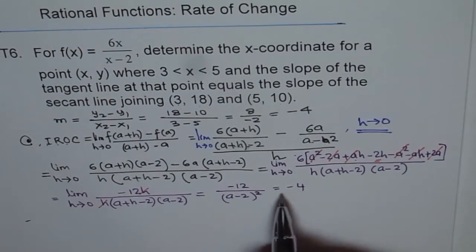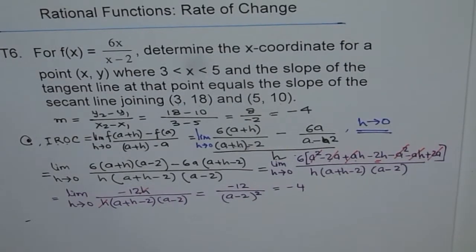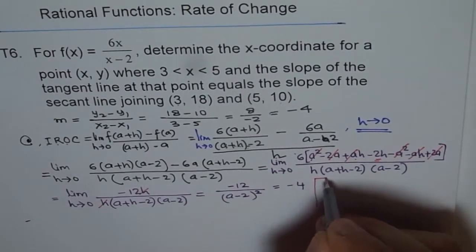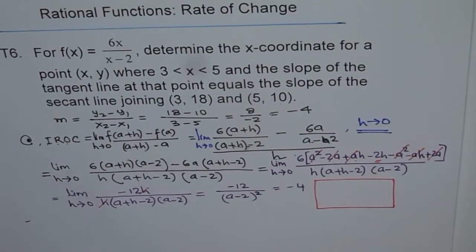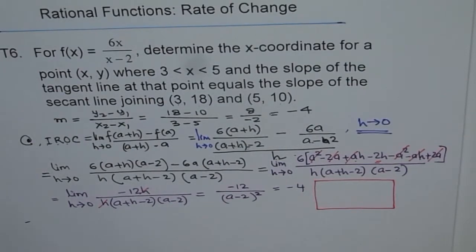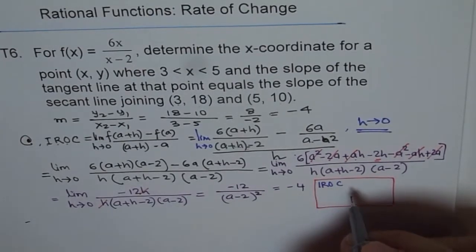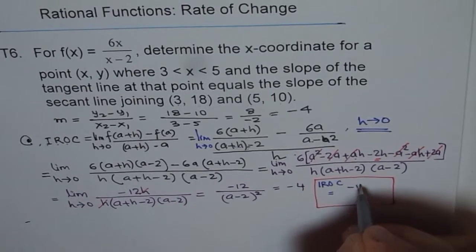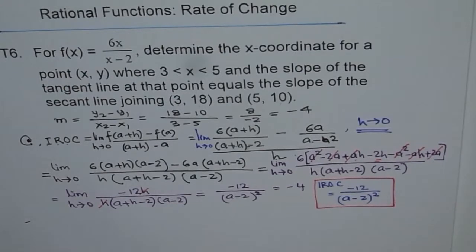So that calculation now we will do and find what is the value of a. Before going there, I would like you to make a note of this, and I'm putting this in a red box. Reason is very simple, because I'm doing a series of questions here which are related, so I'll have another question related to this. But let me write here first what we have already achieved, and that is the rate of change here. That means the instantaneous rate of change for this given function is equal to minus 12 over a minus 2 whole square. This is what we have got.